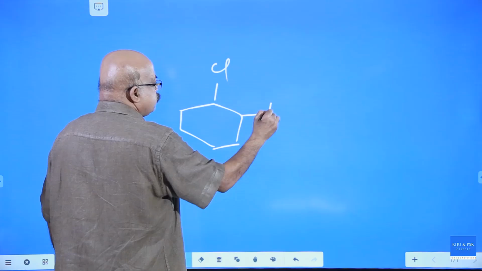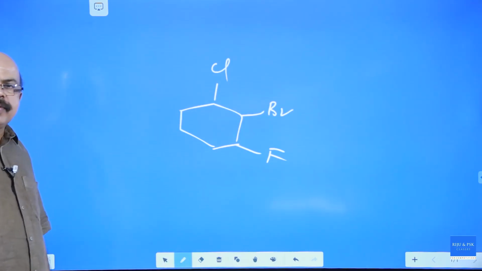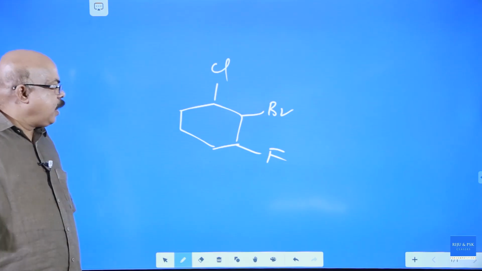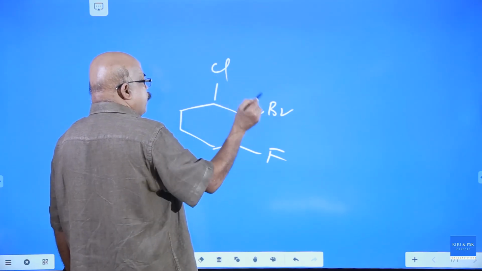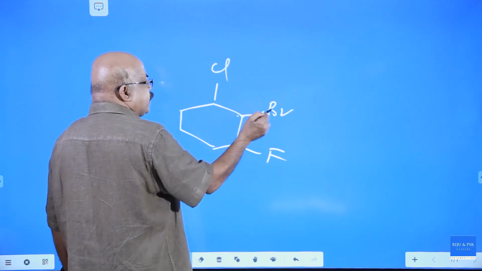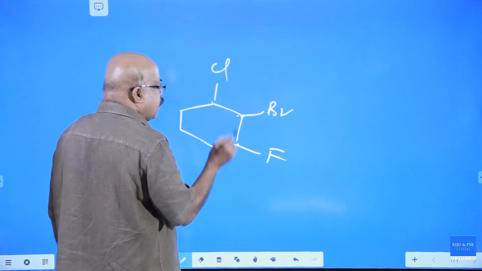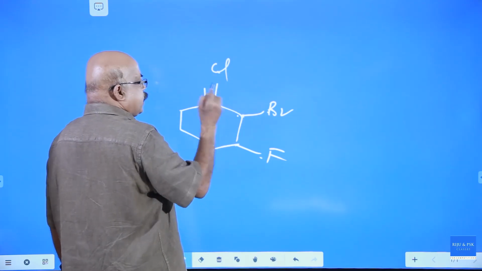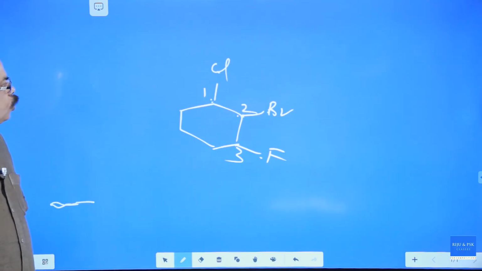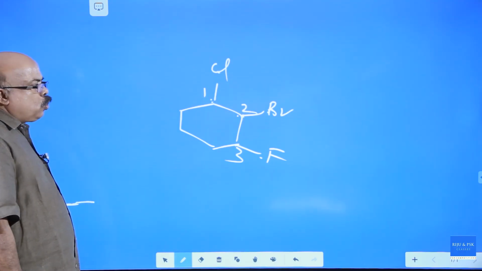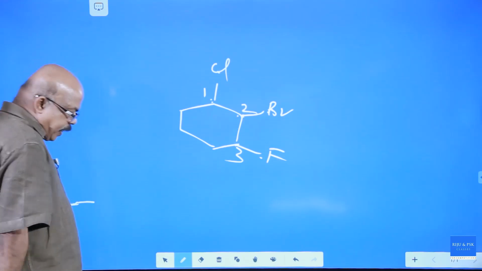Chlorine, bromine, fluorine. Here there are 3 different substituents: chlorine, bromine and fluorine. Alphabetical priority goes to bromine, but bromine is in between, not at the end. So either you have to start from here or here. Chlorine, fluorine, this is taken as alphabetical priority. It is 2-bromo, 1-chloro, 3-fluoro cyclohexane.